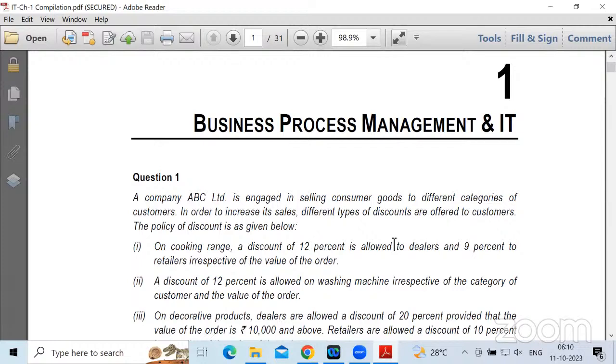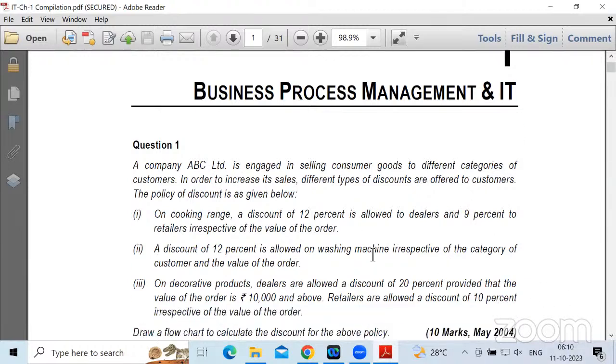If a question is asked, please understand the question, what is asked, and answer it accordingly. They will allot full marks, so you should not waste it. Let us see.